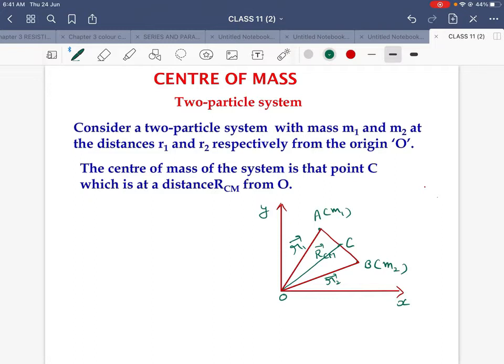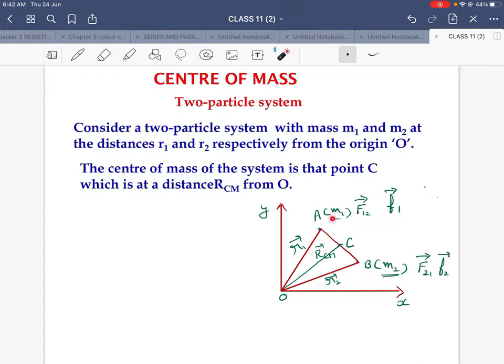In order to find that, because system consisting of two particles, so these two particles will experience force on each other, that is internal force. Let F21 is the internal force experienced by particle having mass m2 and F12 is the internal force experienced by particle having mass m1. Also consider F1 is external force acting on m1 and F2 is external force acting on m2.